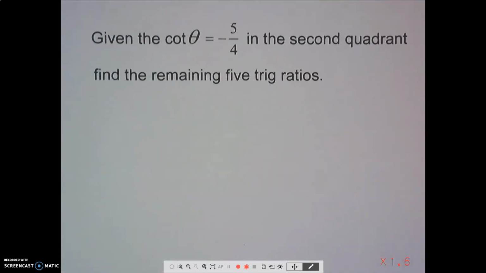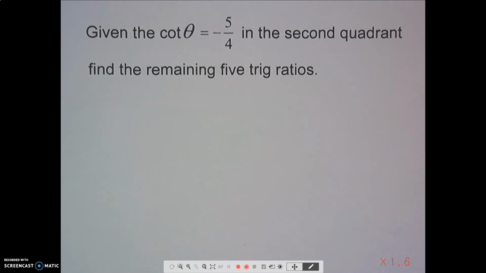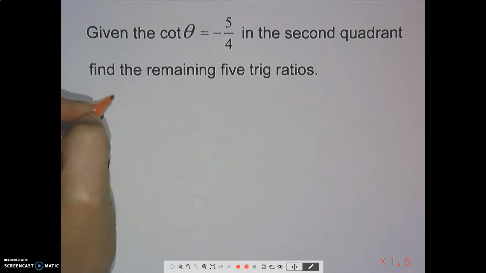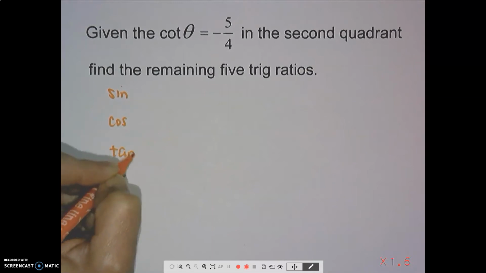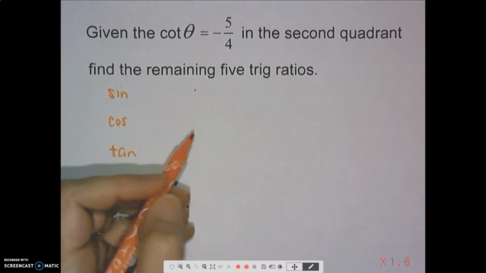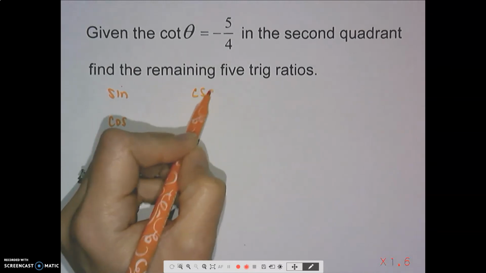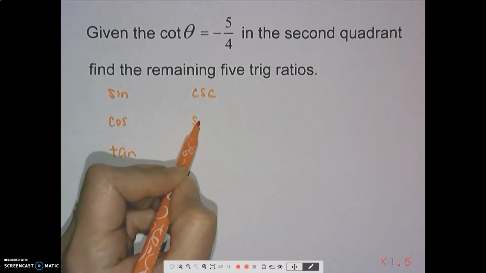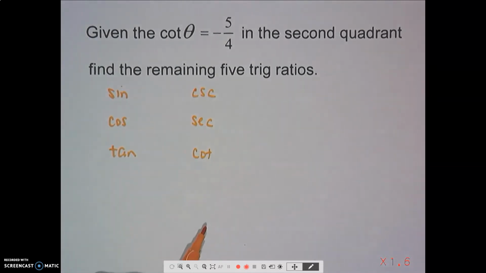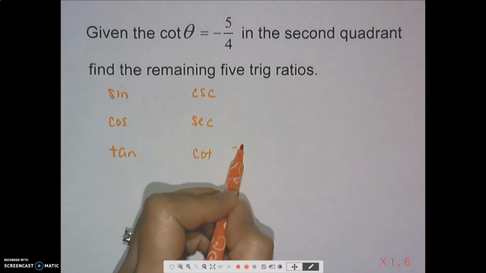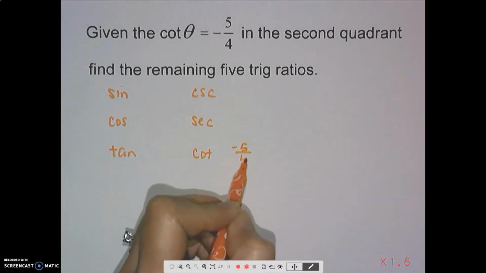All right, so let's take a look at another one. Here we are given that the cotangent of theta is -5/4 in the second quadrant, and we're going to find the remaining 5. Technically you don't need to write all 6 of them out. I just find it easier to use what I've already been given to build the rest of my stuff. Okay, so we know that this is -5/4.